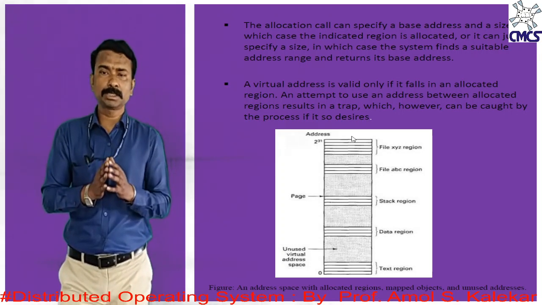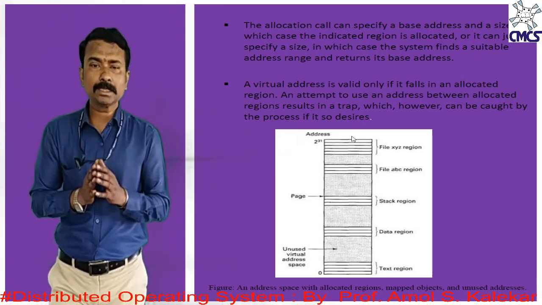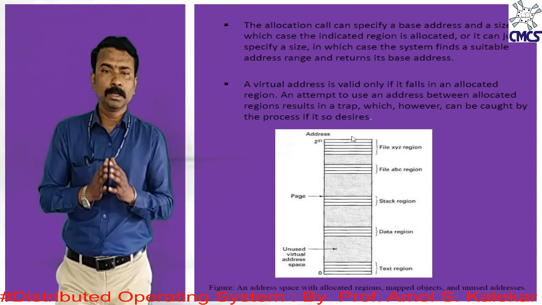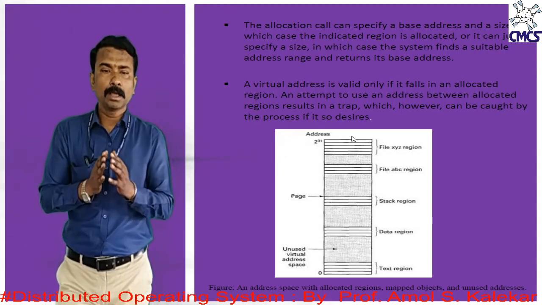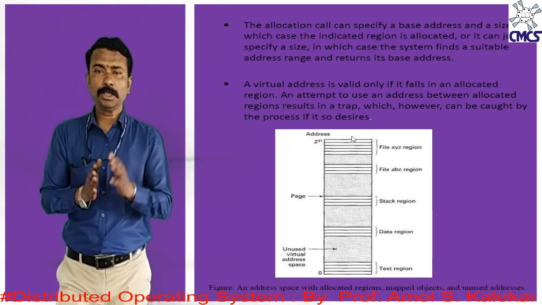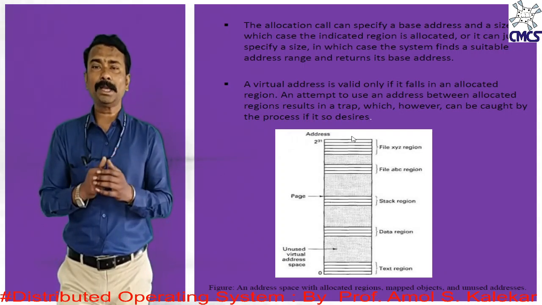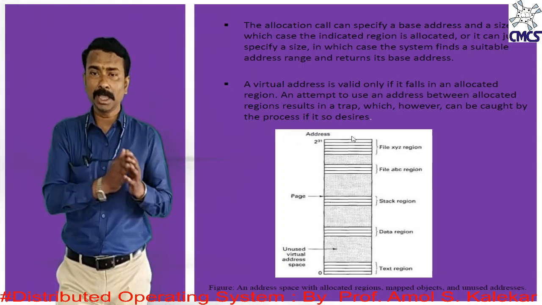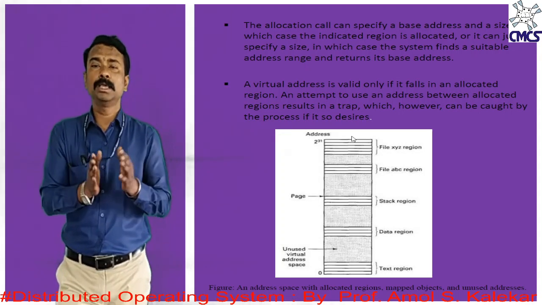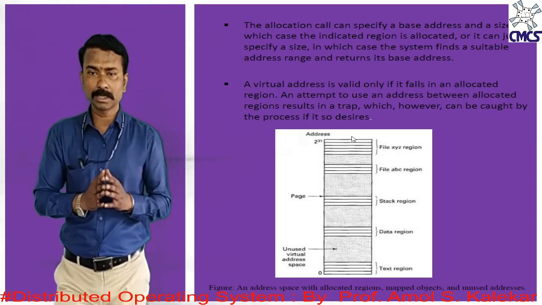As you can see in the figure, an address space with allocated regions, mapped objects and unused addresses. So in this figure you can see the mapped objects, the allocated regions and the unallocated regions.